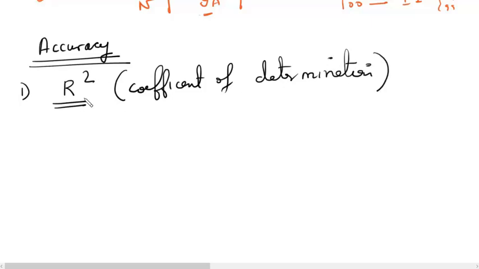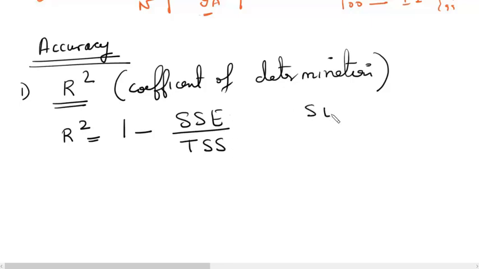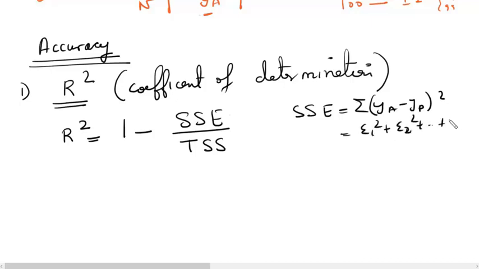So what is R-square? Let us first look at the mathematical formula. The mathematical formula for R-square is 1 minus sum of squared error divided by total sum of squares. Now what is sum of squared error? We have already seen what sum of squared error is. It is actual minus predicted whole square and sum of all of them, or in other words, it is the sum of squares of all individual errors that we make.